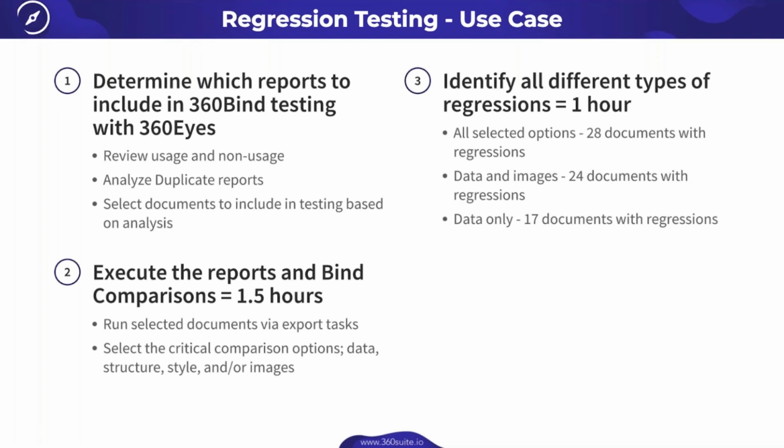They first used 360 Bind to run the comparison. So scheduling with 360 Bind, you're scheduling your documents within 360 Bind. It's similar to how you'd schedule it in BusinessObjects, where it's creating an instance. And you select what you want to compare. So you can compare just the data if you want, but if you're also interested in the structure, the style, or even the images, if you've got graphs, you can also include that as well. And we'll show you that once we get into the live demo.